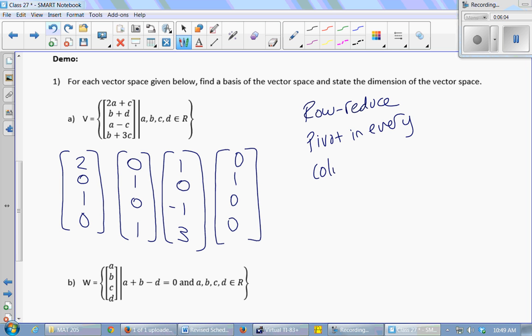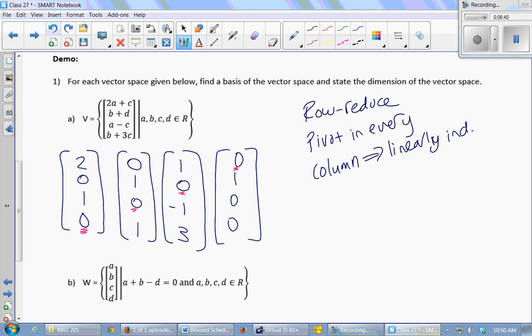A pivot in every column tells me that it's linearly independent, right? I can tell because when I see a 0 here, here, here, and here, there's no way you could take a multiple of any of these and create that 0. So none of these could be a linear combination of the others by inspection. But if that's not obvious, you can always row reduce and look for pivots.